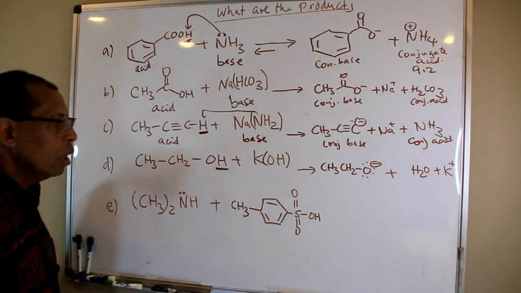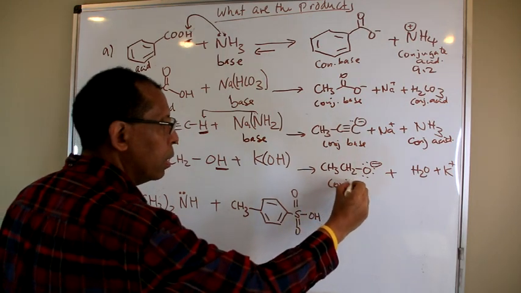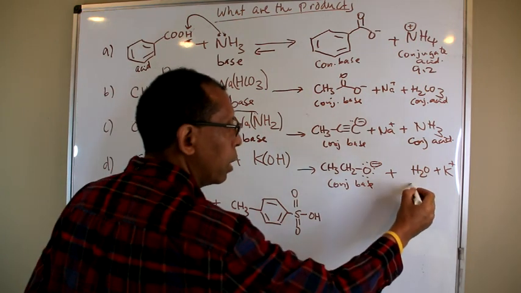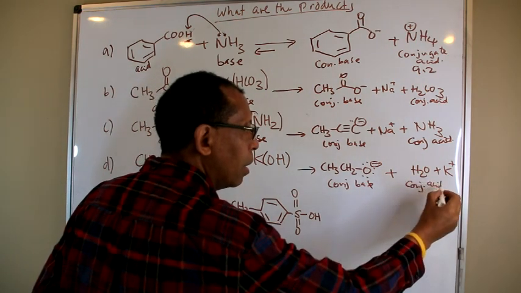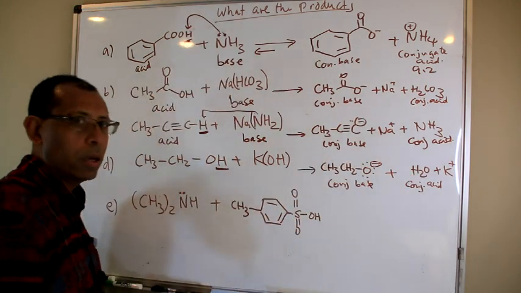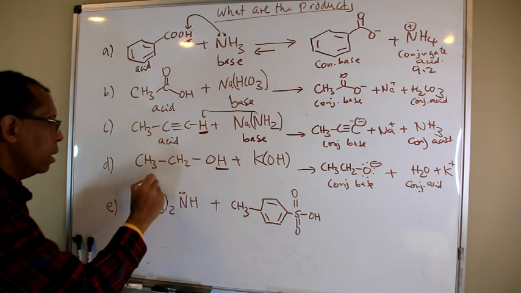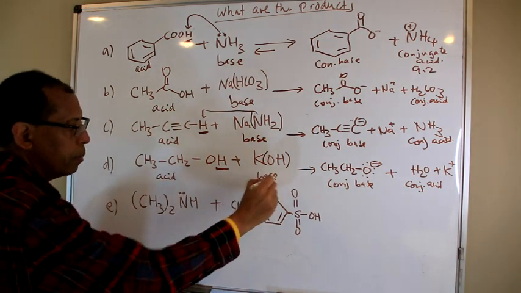So therefore, now this is the conjugate base. Remember, you always create a conjugate base and a conjugate acid. Now water, in this case, is acting as a conjugate acid. In this reaction, it is a conjugate acid. Here, this is the acid, and here is the base.